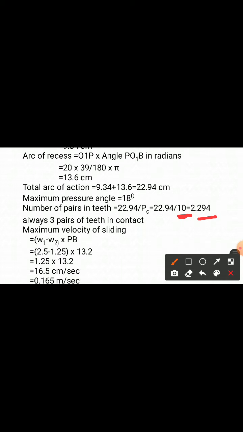Pairs are always a whole number. So this 2.29 we can consider as 3 pairs. Now we have calculated two asking quantities: the maximum pressure angle by actual measurement, and the number of pairs of teeth by finding the arc of contact and considering circular pitch. That becomes 3 pairs of teeth in contact. Now the third asking quantity.